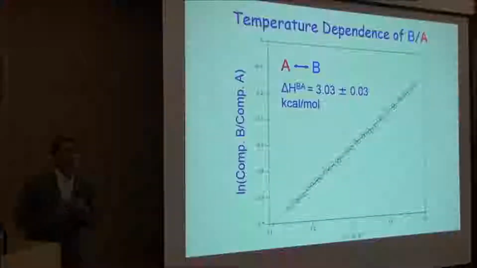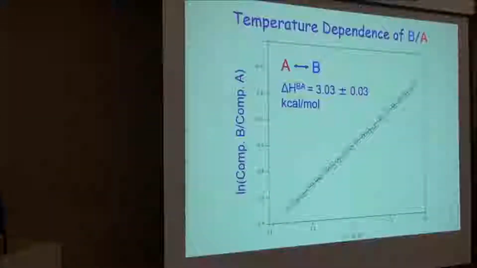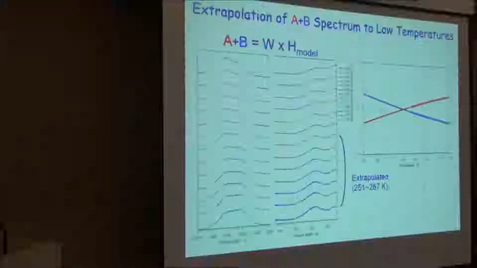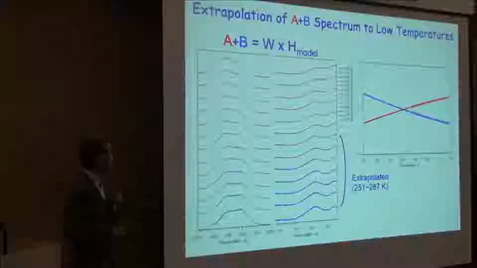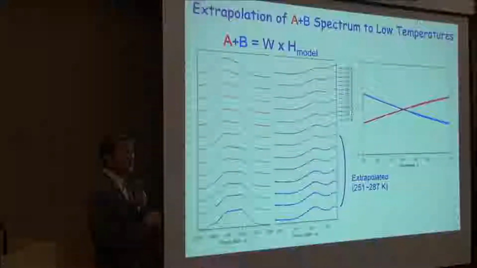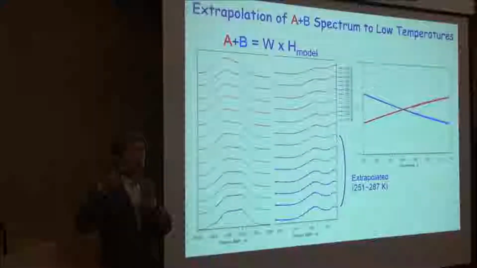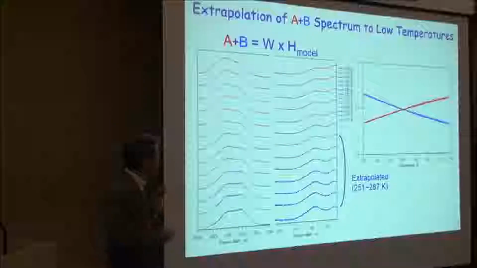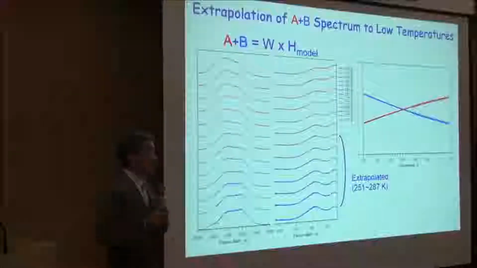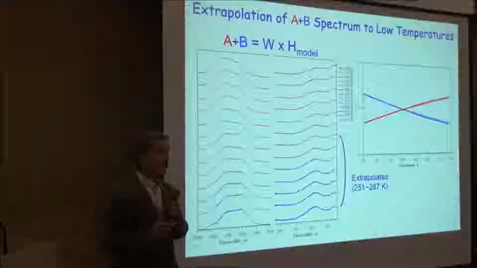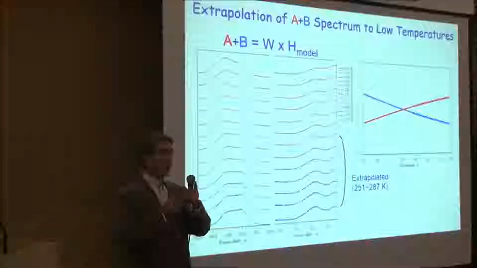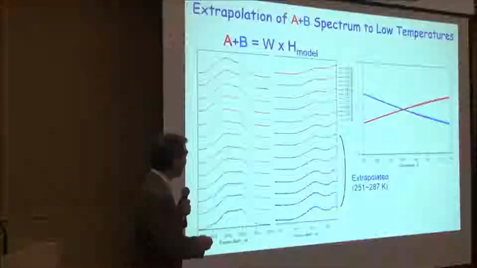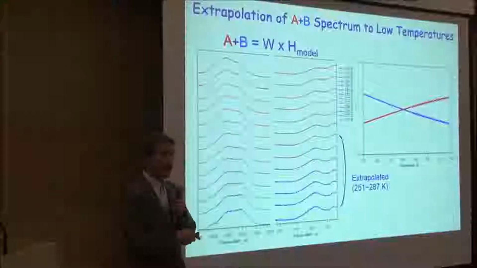And then if we know the enthalpy difference, we can predict the ratio of A and B in the lower temperature region. Here we observe A and B, but we can extrapolate the spectra like this with a known enthalpy difference. It's easy to predict the ratio of A and B at any temperature. Okay? So please remember this.